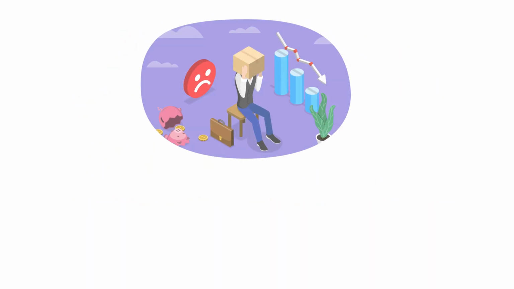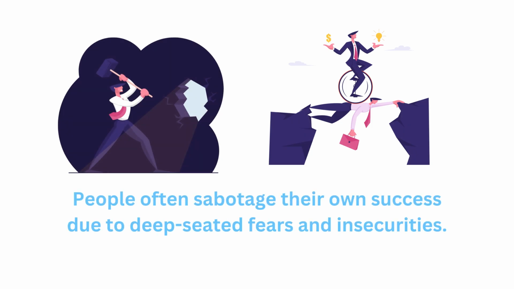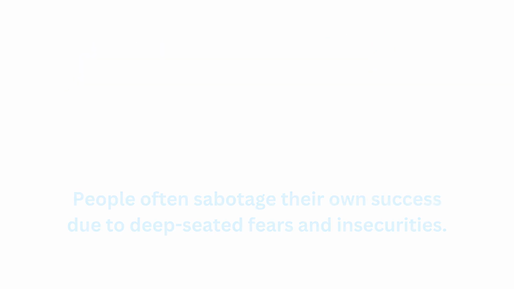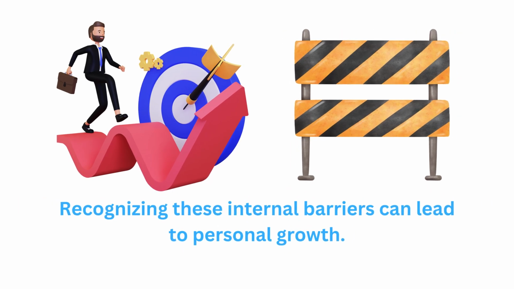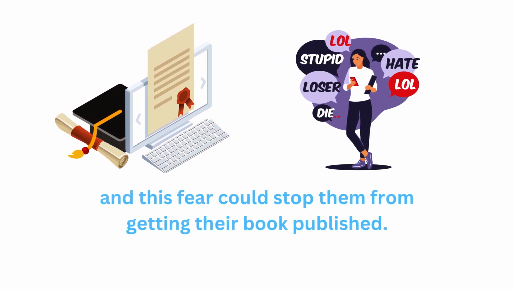Number 8. The law of self-sabotage. People often sabotage their own success due to deep-seated fears and insecurities. Recognizing these internal barriers can lead to personal growth. For example, a writer might not send their work to publishers because they fear rejection, and this fear could stop them from getting their book published.